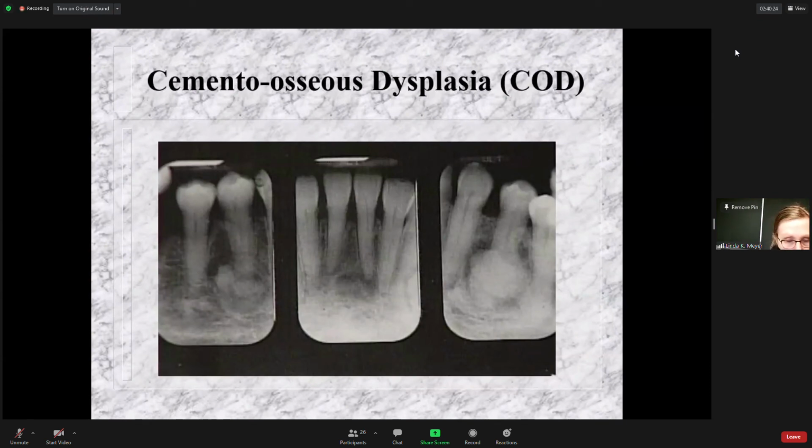All right, so we're going to also talk about this disease called cemento-osseous dysplasia. It's non-neoplastic, meaning it's not related to cancer, affecting the jaw bones. But the exact cause of it is not known, and it's very common in postmenopausal African American women.